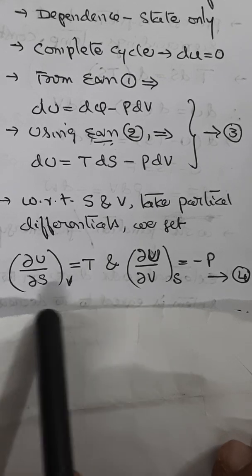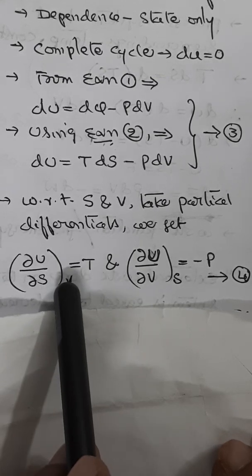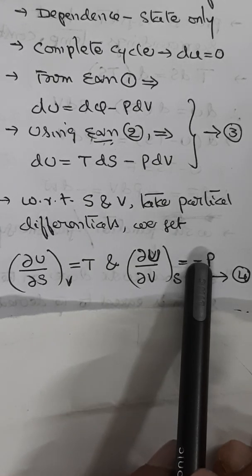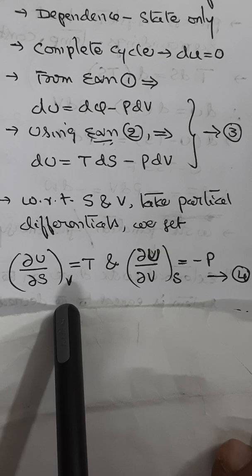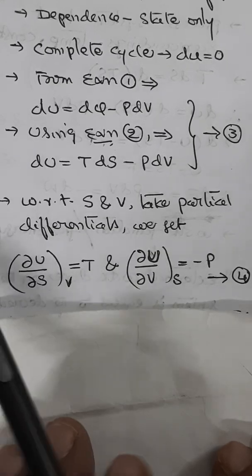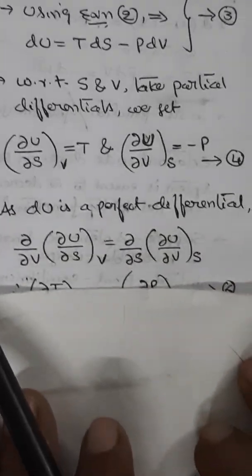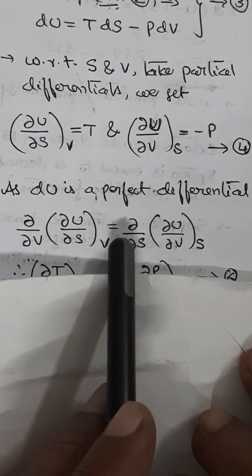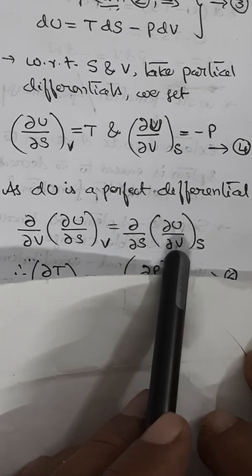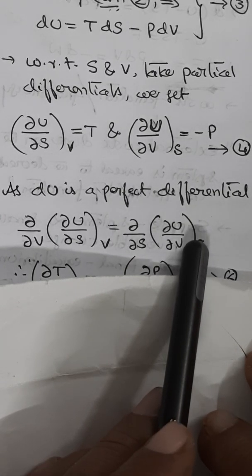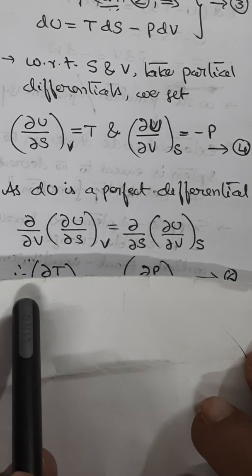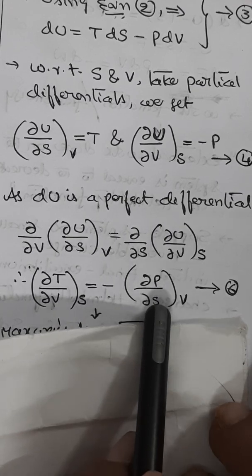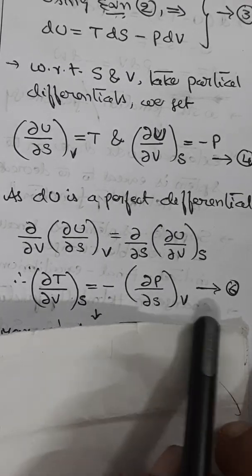Now these are the relations connecting the internal energy U with the thermodynamical variables S, V, T and P. And because dU is a perfect differential, we can write this as ∂/∂V of (∂U/∂S)_V equal to ∂/∂S of (∂U/∂V)_S. Therefore, what will happen to ∂T/∂V? So, (∂T/∂V)_S equal to minus (∂P/∂S)_V. Let it be equation 6.